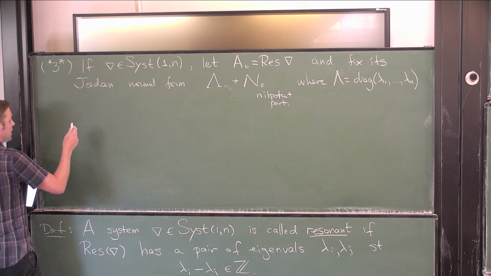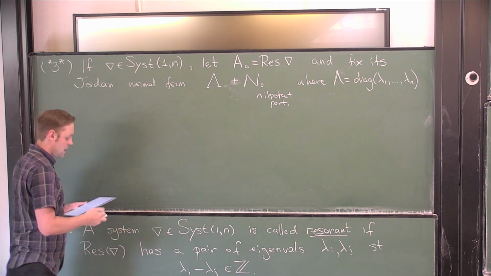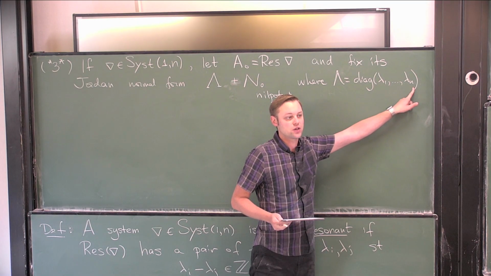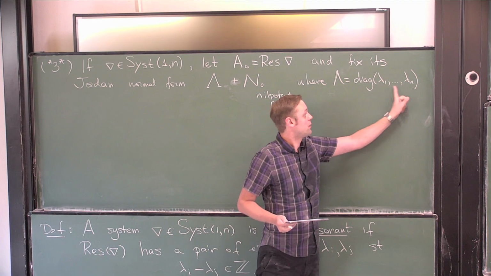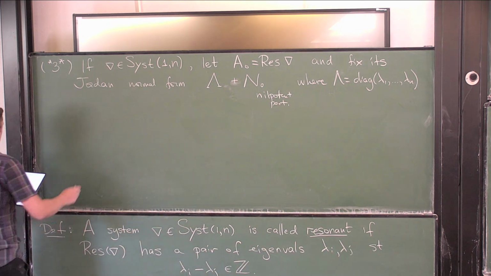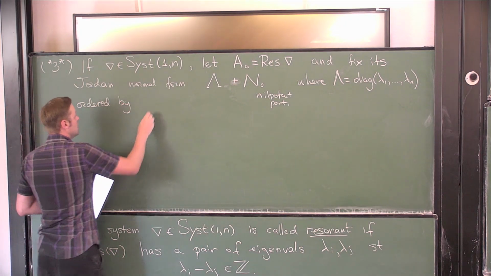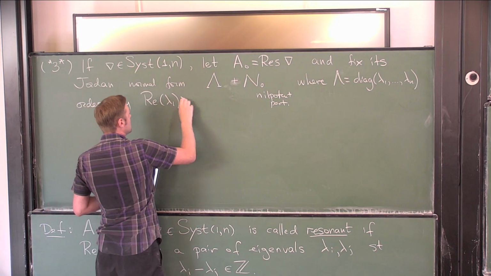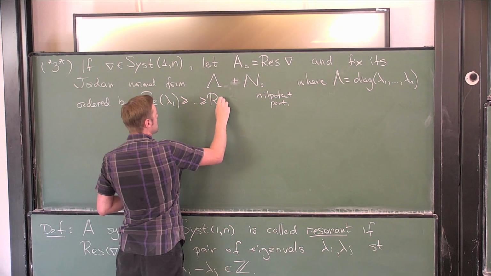So the other thing I need to do in order to get to the statement is I want to order. This is not just the diagonal matrix of eigenvalues of my residue matrix, but I will put a specific order on these eigenvalues given by their real parts. So ordered by the real part of lambda 1 is greater than or equal to the real part of lambda 2, and so on up to lambda n.